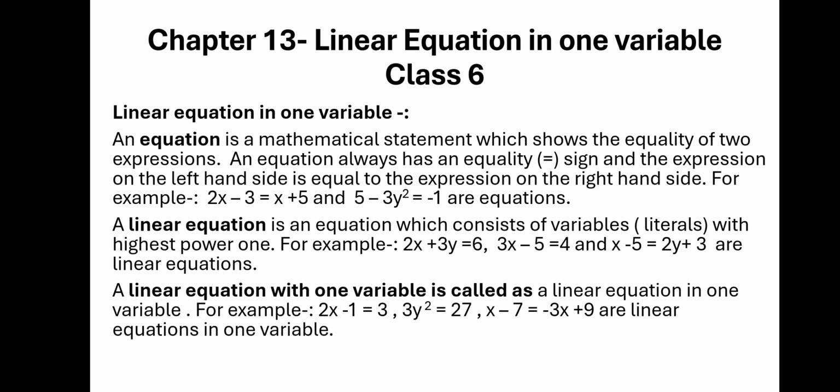We are going to now study about linear equation in one variable, not in two variables. So a linear equation with one variable is called a linear equation in one variable. For example, 2x minus 1 equal to 3, 3y square equal to 27, x minus 7 equal to negative 3x plus 9 are linear equations in one variable. See, in all the three equations, only one variable, that is x in the first case, y in the second case, and again x in the third.